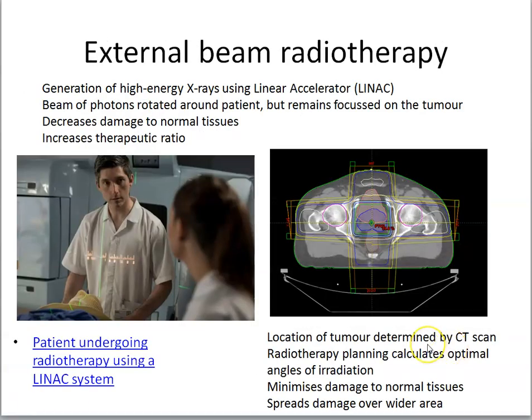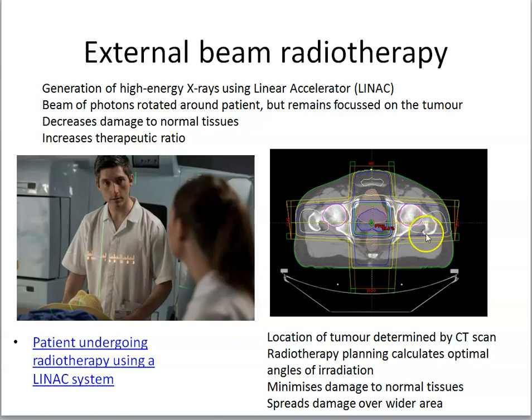So we're now moving on to external beam radiotherapy, where we are firing high energy X-rays at the patient's tumour via a linear accelerator. So this is using information from a CT scan or other imaging modality to identify the exact shape of the tumour, and then we can fire photons in a beam that matches that shape of the tumour, and then rotate the source of the photons to match the shape of the tumour from a different angle.